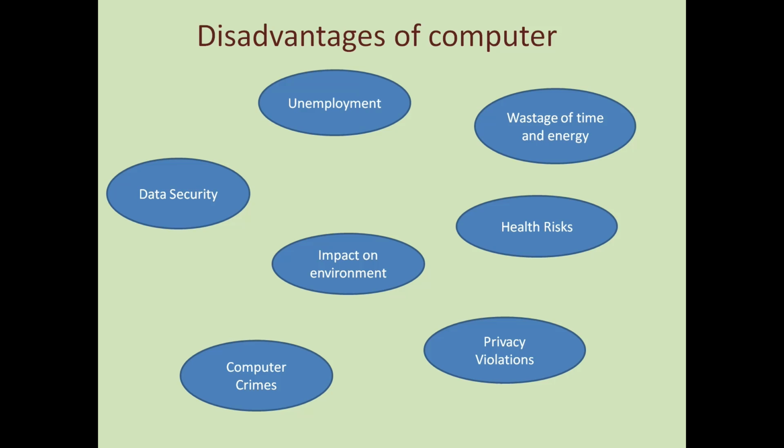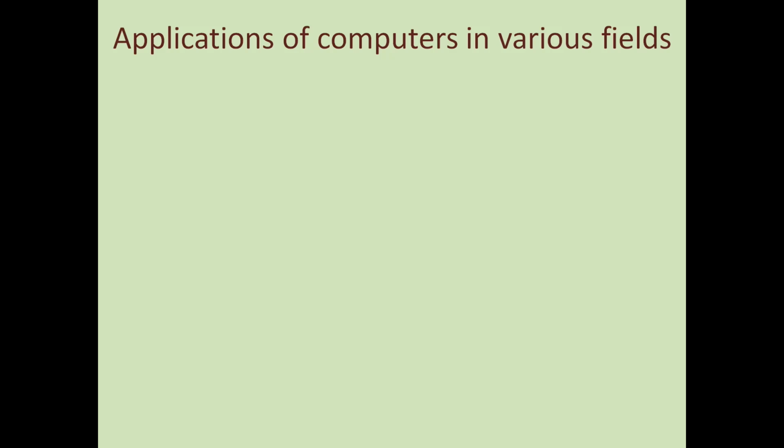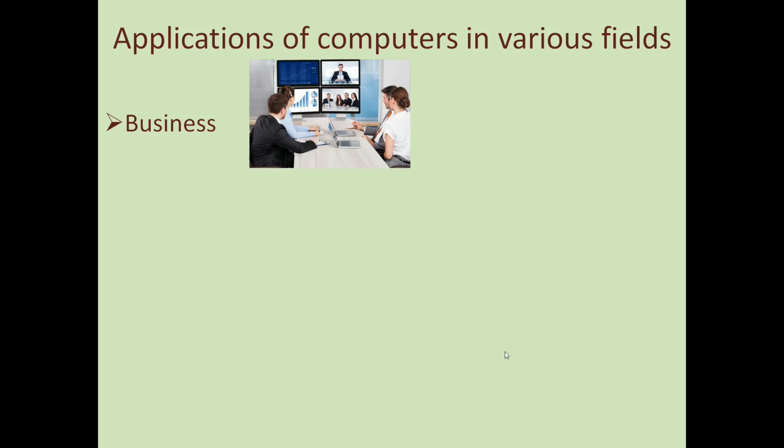Now we come on to the last topic for this video, applications of computer in various fields. The first field that we are going to study is business. In my previous topics, I've already told you that computer has very high speed of calculations and also it gives back accurate result. In addition to that, it is also a reliable machine and can perform versatile functions.